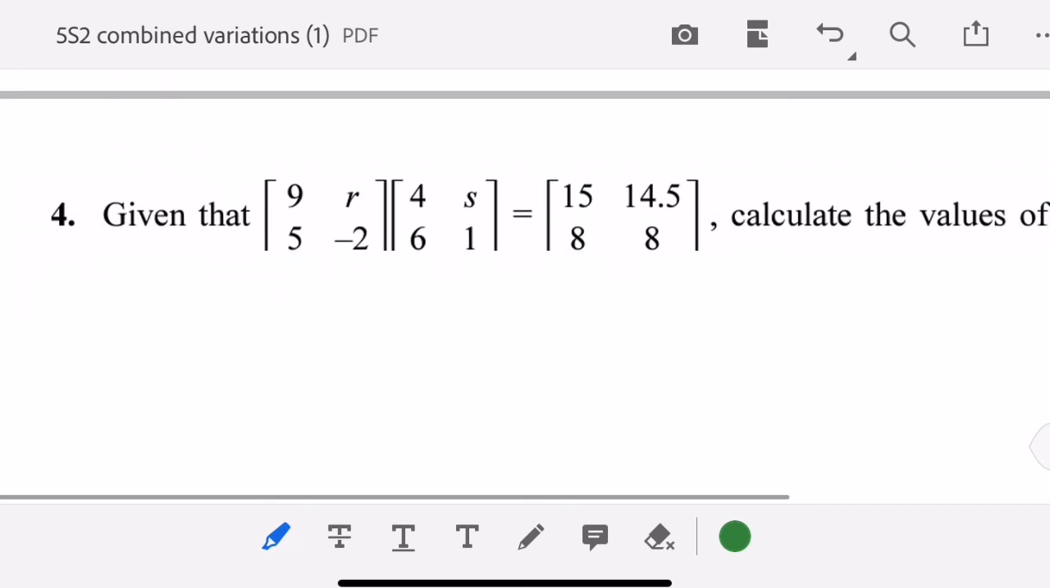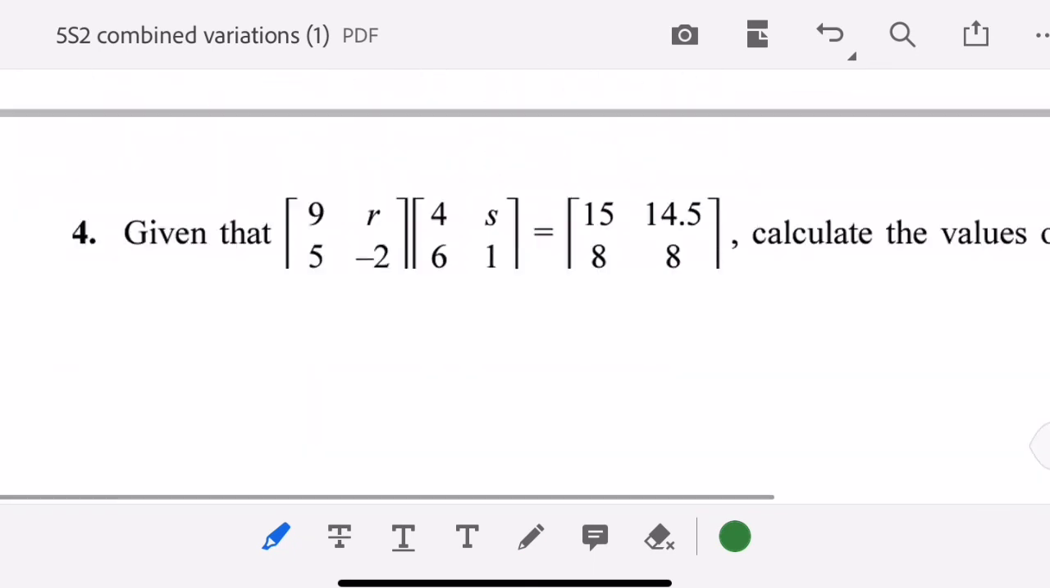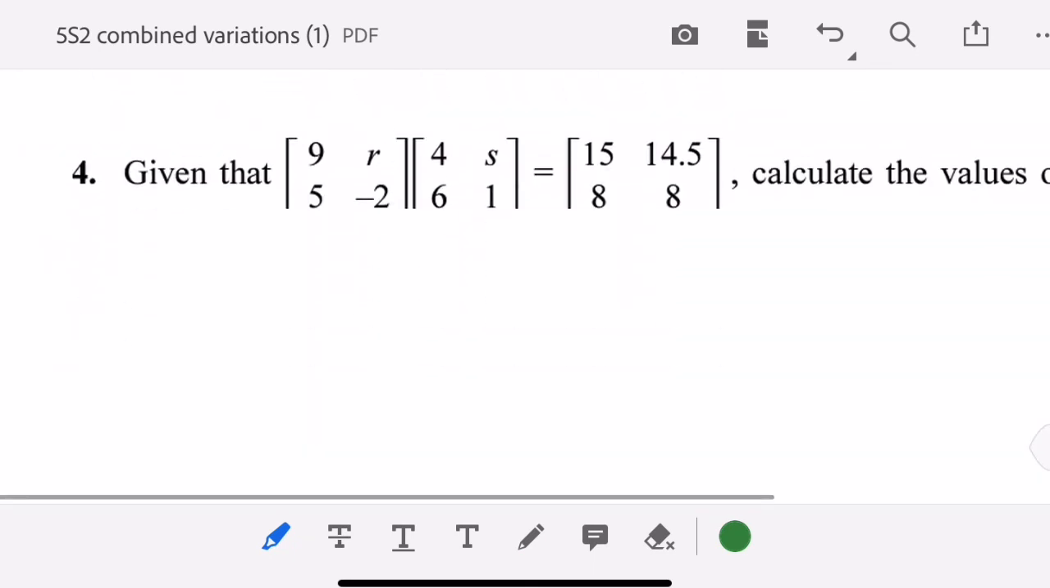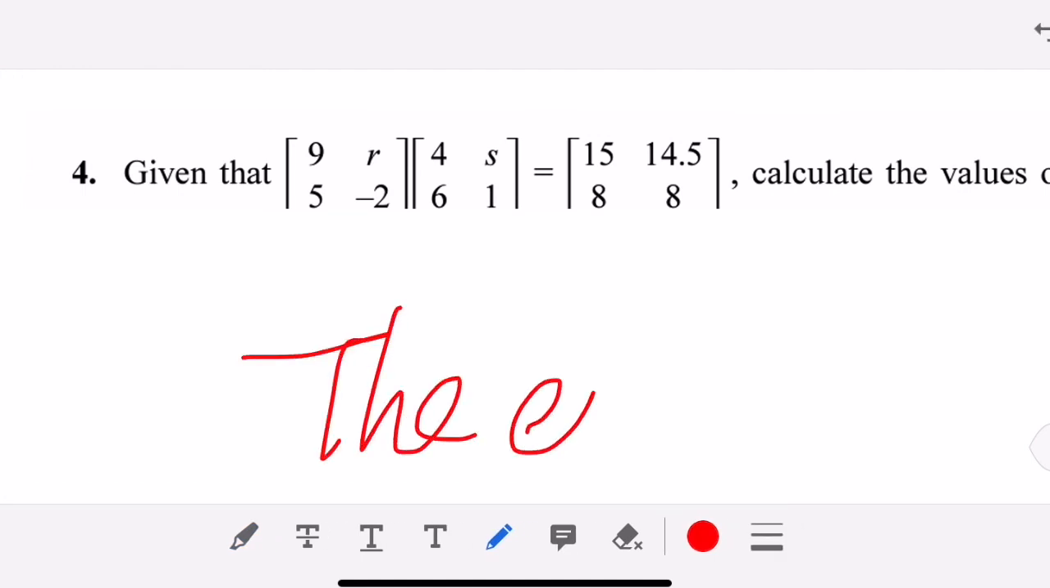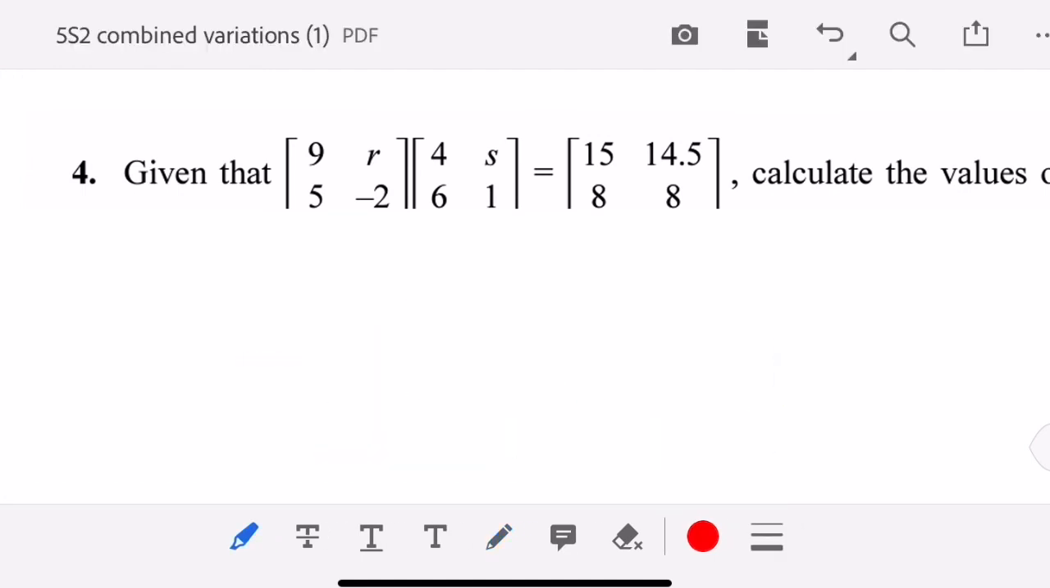I think that's all. So there are 4 questions for you to do. So that's all for multiplication of the matrix.